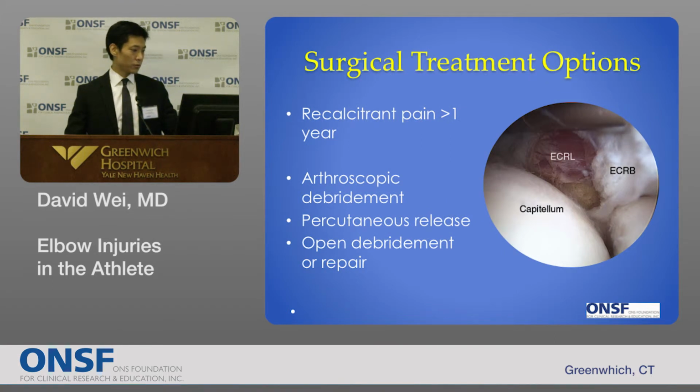For those that don't do any better with non-surgical options after 1 year, we think about surgery, and there are many different options for surgery. One of the most common ones is arthroscopic debridement, so using small cameras we enter the joint, and you can see here that we're inside the joint using the camera, and this is the capitellum, part of the humerus bone, and also the radial head, and the tendon that has been resected or debrided is shown here, the ECRB tendon.